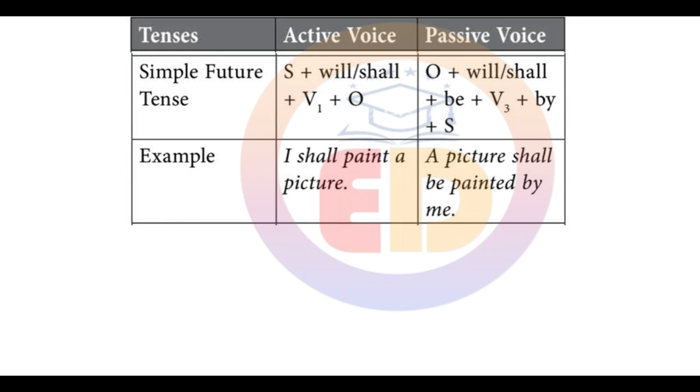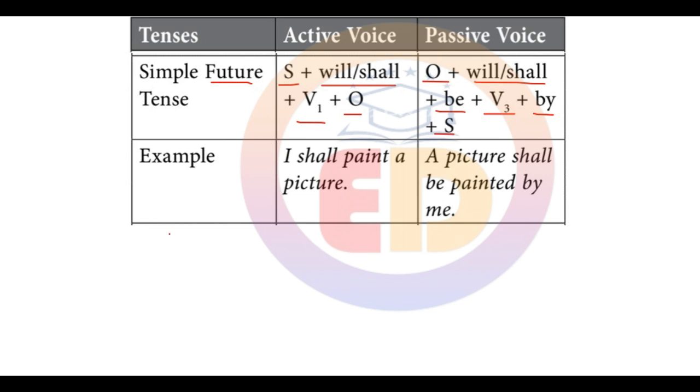Now moving on to the future tenses. Simple future tense. Construction in the active voice will be subject plus will or shall, first form of verb plus object. And in the passive voice, it will be changed to object plus will or shall plus be plus third form of the verb followed by by and the subject. Let's look at an example.